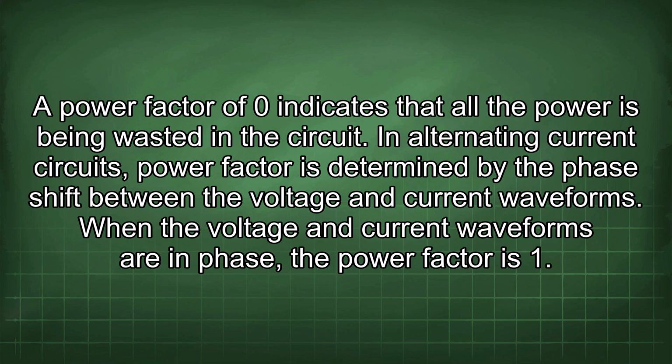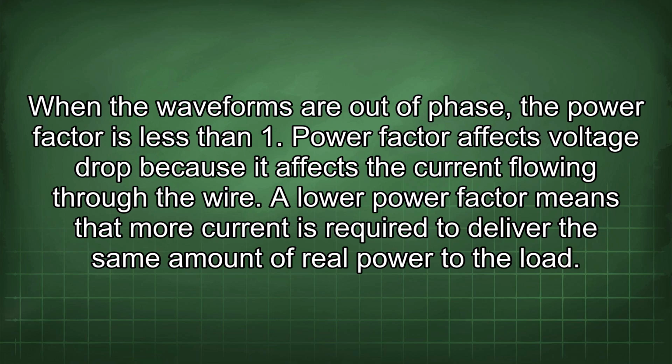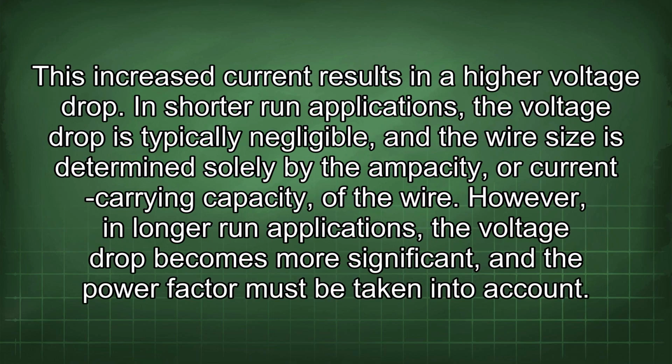In alternating current circuits, power factor is determined by the phase shift between the voltage and current waveforms. When the voltage and current waveforms are in phase, the power factor is 1. When the waveforms are out of phase, the power factor is less than 1. Power factor affects voltage drop because it affects the current flowing through the wire. A lower power factor means that more current is required to deliver the same amount of real power to the load. This increased current results in a higher voltage drop.